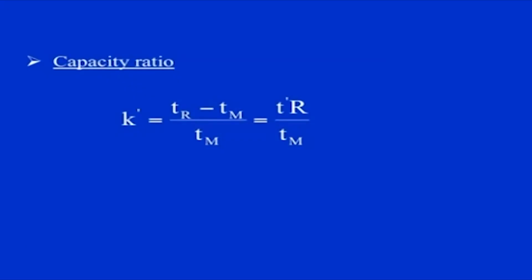In very simple terms, capacity ratio is a measure of the additional time that the analyte spends or takes to elute from the column, and this is given by this equation, where capacity ratio equals Tr minus Tm upon Tm. Tr is the retention time, Tm is the dead time taken to pass through the column of the void volume, and T prime r is the adjusted retention time, that is Tr minus Tm. So, you can calculate the capacity ratio by this equation.